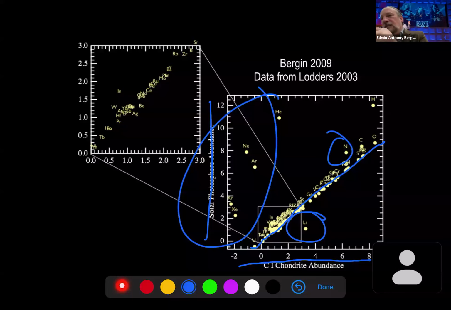What's this? Nitrogen and carbon are not in the rocks, but they're in the sun. Well, that's because a good fraction of the nitrogen and carbon didn't make it into the rocks in the asteroid belt. They must have been in the gas. So it's like little stories to tell.